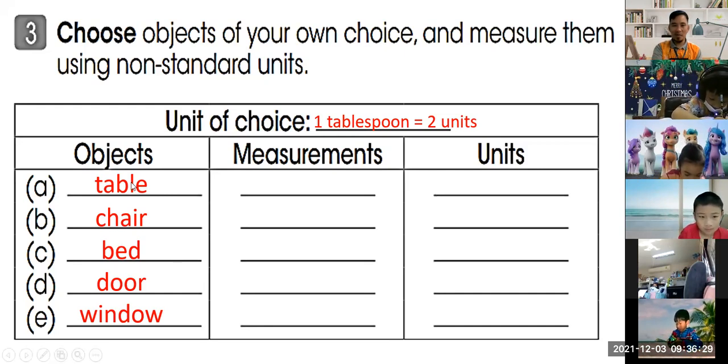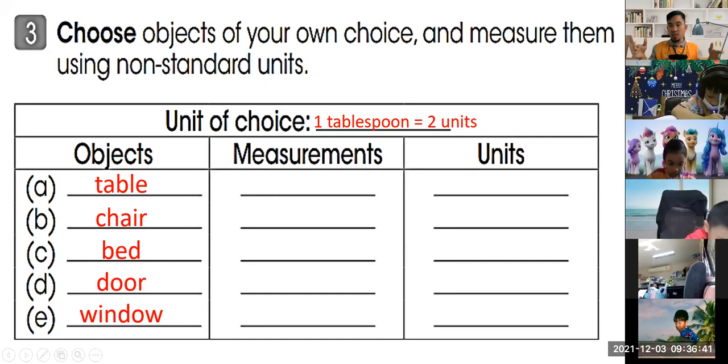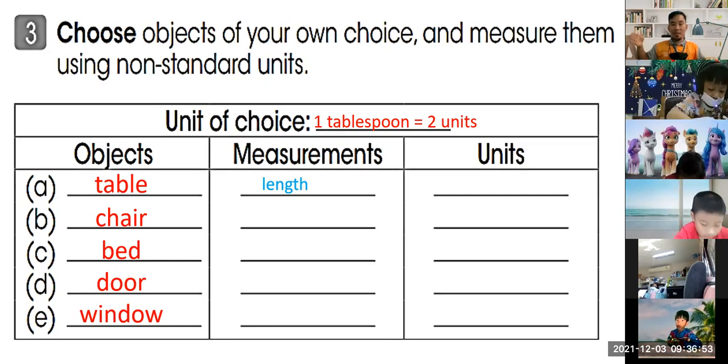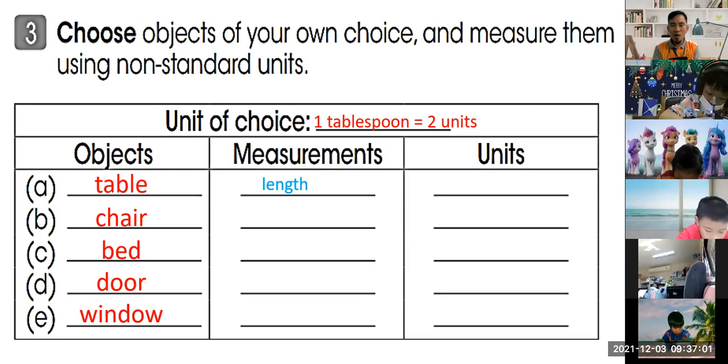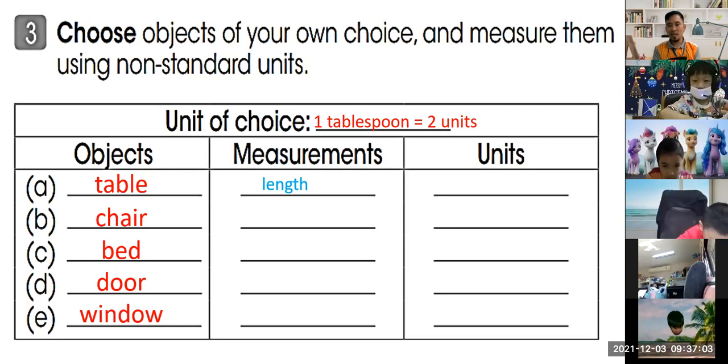Okay. Table, chair, bed, door, and window. Now, what are we going to measure on the table? We will measure the length of the table. When we say length, length แปลว่าอะไรครับ? Length แปลว่าความยาว. Okay, how long is the table? We will measure the length of the table using a tablespoon. Now we will measure how long is the table using a tablespoon.